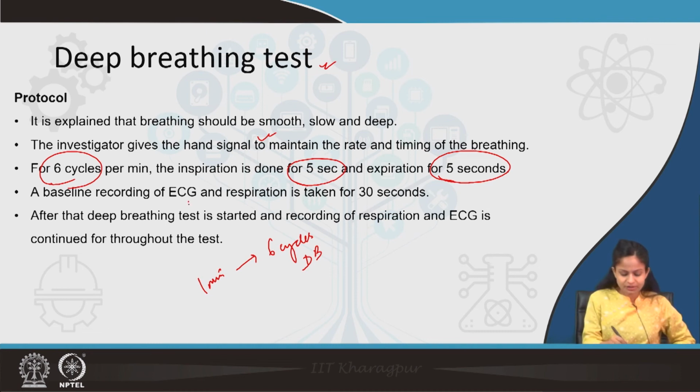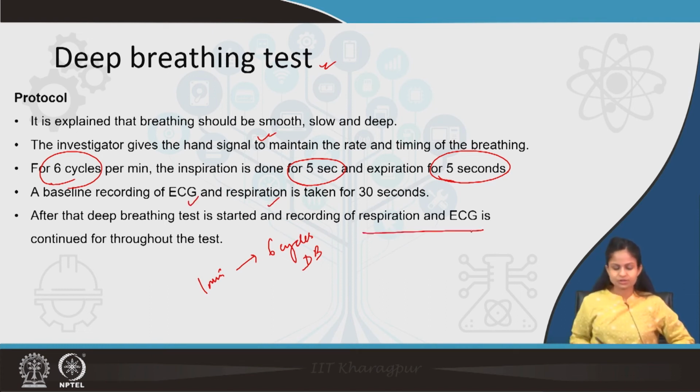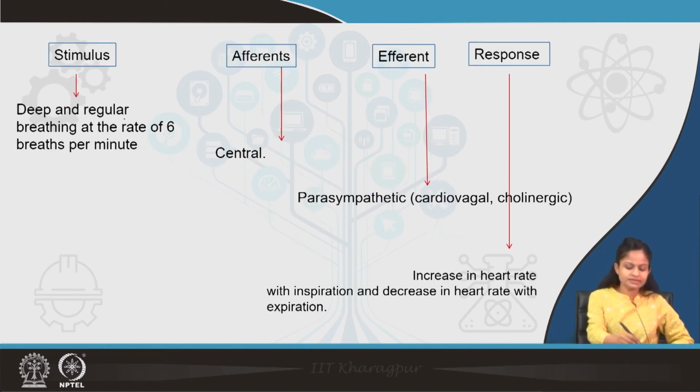A baseline recording of the ECG and the stethogram, that is the respiratory recording, is taken for 30 seconds. After the deep breathing is started, the recording of respiration and ECG is continued throughout the test. The stimulus is regular, deep breathing with 6 cycles or 6 breaths per minute.